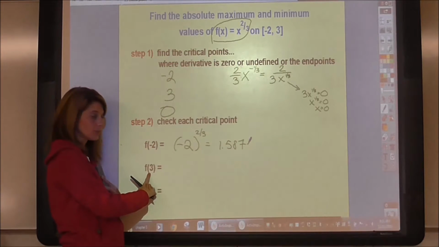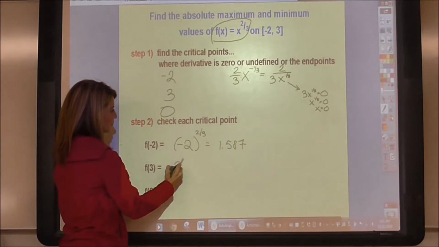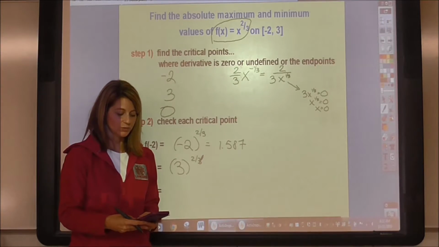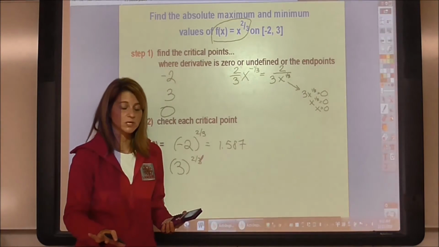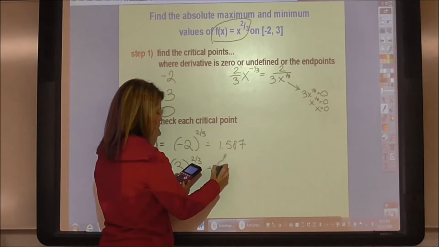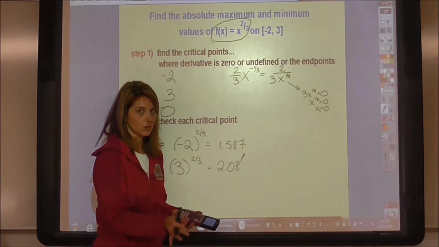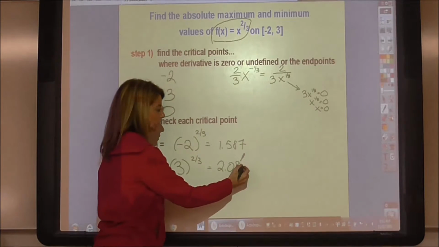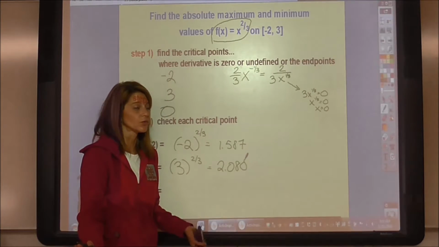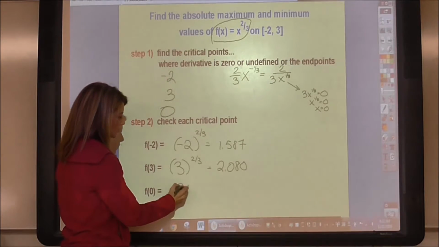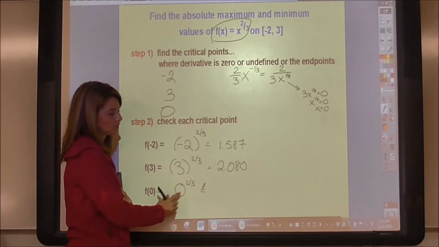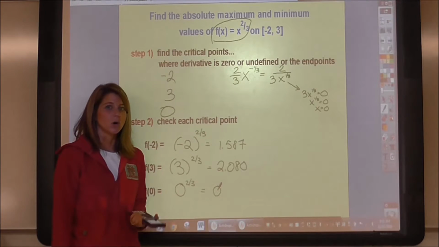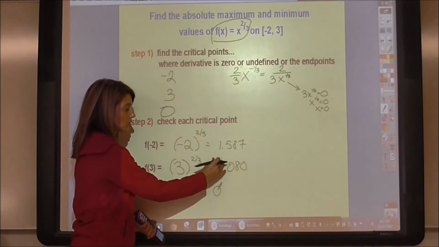Okay, let's go try 3. If I put 3 into the 2/3 power, again, I have no idea what 3 to the 2/3 power is. If you can do that off the top of your head, good for you. I'm getting 2.080. Since there's a 0 after it, it is okay to call it 2.08. If you really need to, put an extra 0, 3 decimal places, we're good. 0 to the 2/3 power, well, what's 0 to any power? Still 0.